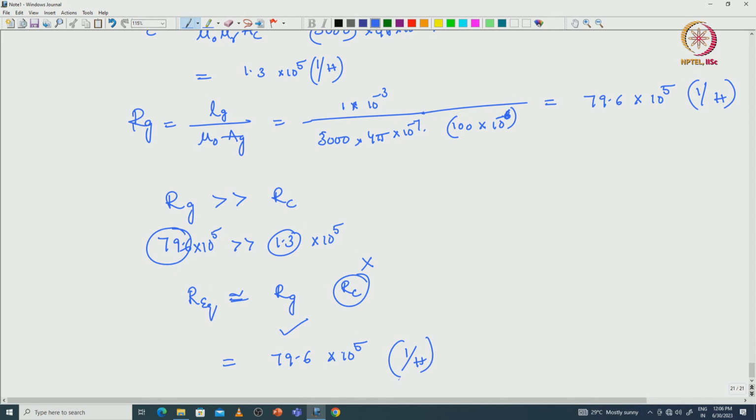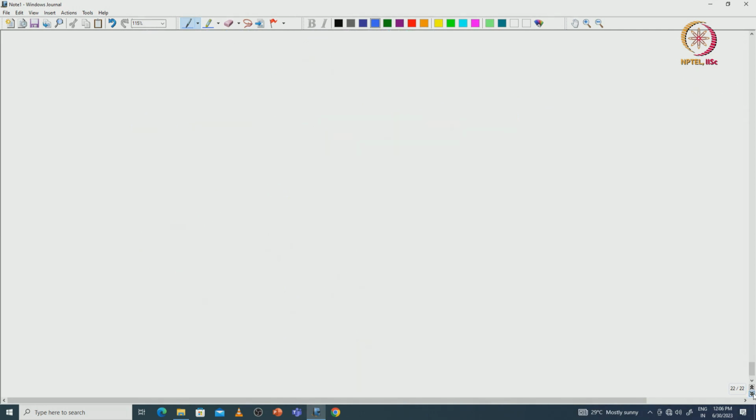Now we will see the inductance value. L is equal to N square by effective reluctance, right. N is the number of turns of the coil, which is 100. So 100 square divided by the effective reluctance of 79.6 into 10 power 5, then we get the inductance as 1.25 millihenry.